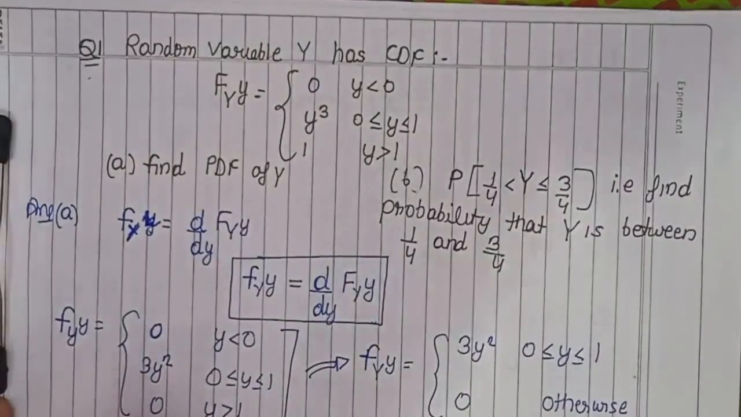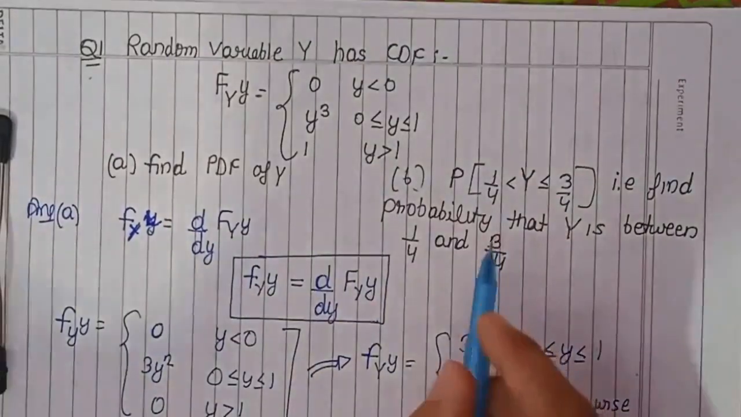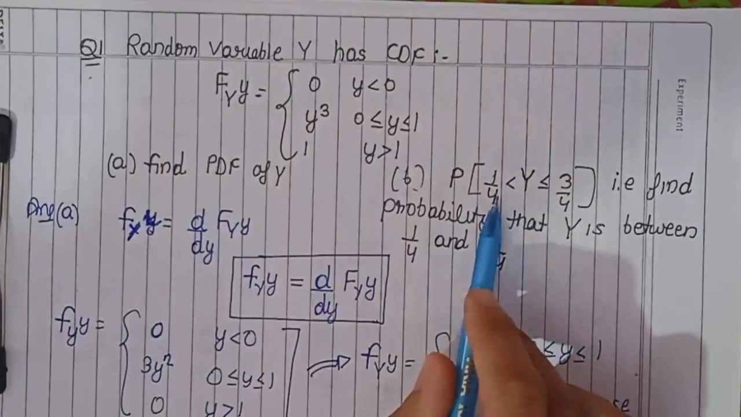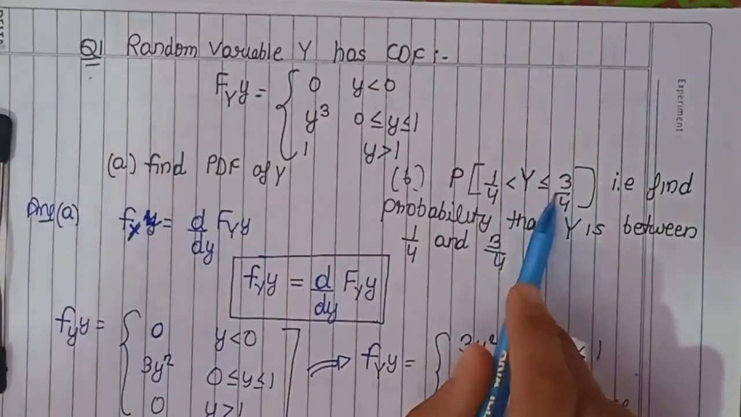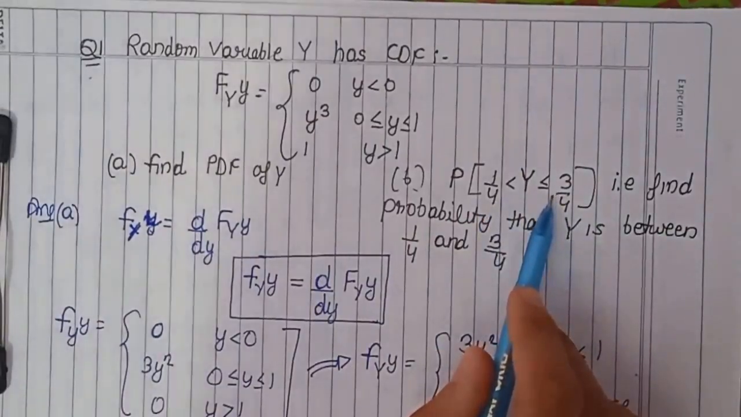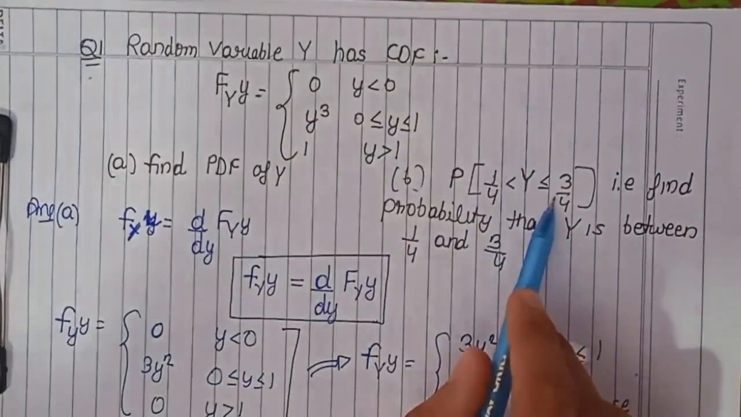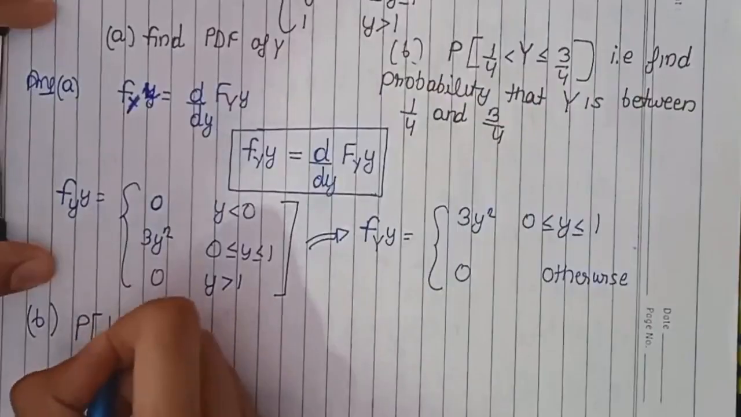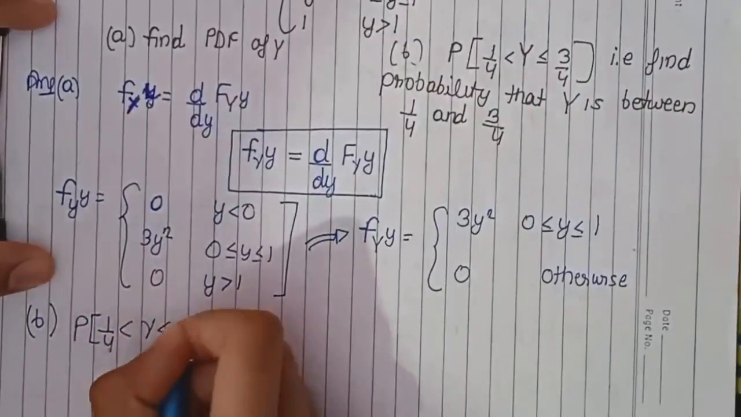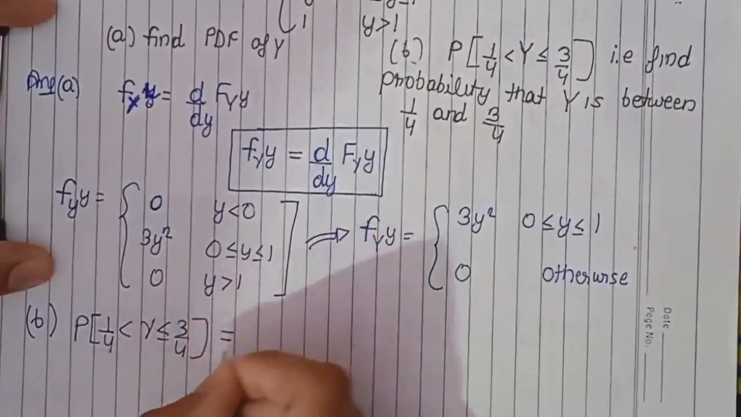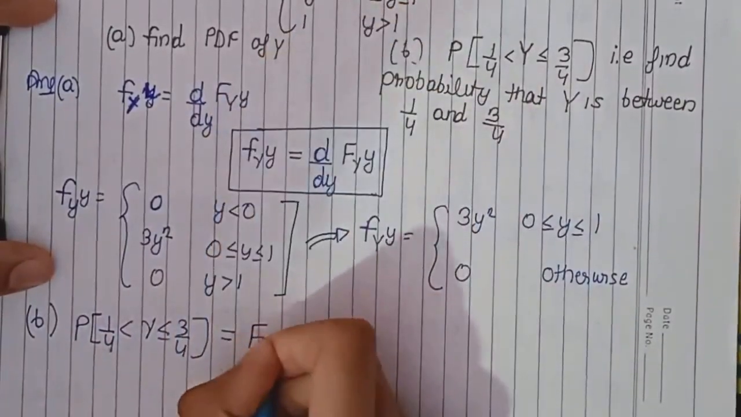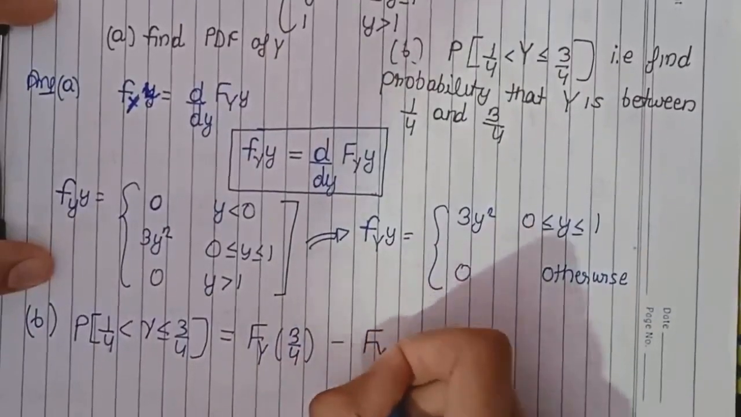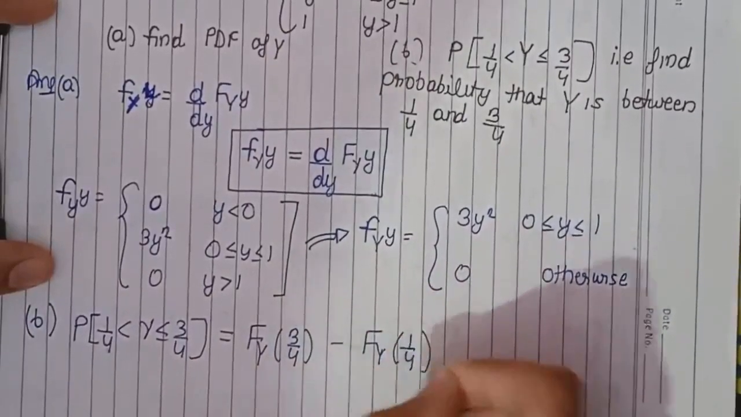Now let us move on to the B part. Now here they have asked us the probability that the random variable y lies between 1 by 4 and 3 by 4. So as we have seen in the fourth property of PDF, we have two ways to calculate this. The first way to calculate this is using the CDF that we have. That is the CDF value at 3 by 4 minus the CDF value at 1 by 4.